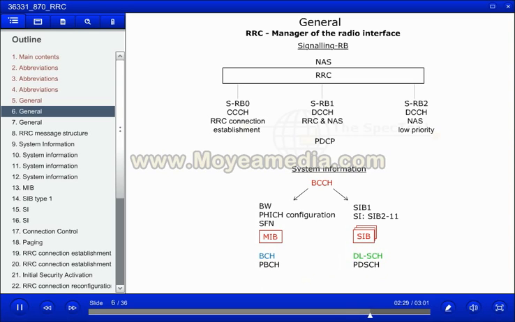Other system information is included in System Information Blocks 1 to 11, where only SIB1 is a message on its own. All the other SIBs will be grouped together, as required, into System Information messages, SI. SIB1 and SI are delivered on the downlink shared channel and on the physical downlink shared channel.